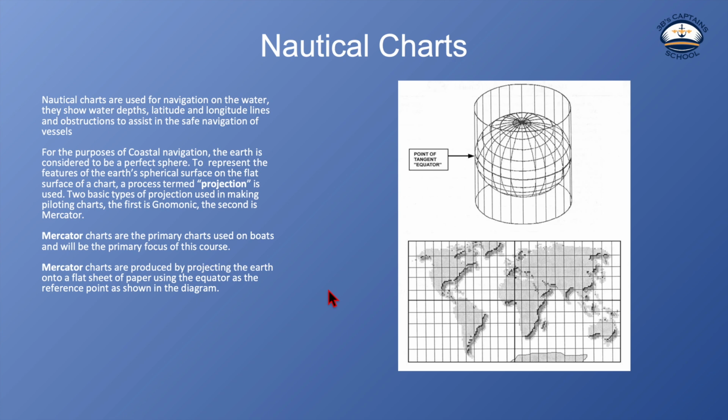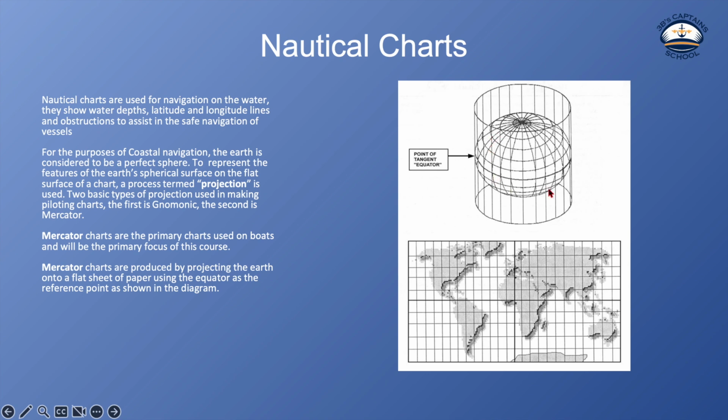The first is gnomonic. The second is Mercator. Mercator charts are the primary charts used on boats and will be the primary focus of our course. These charts are produced by projecting the Earth onto a flat sheet of paper using the equator as a reference point, as shown in this diagram.